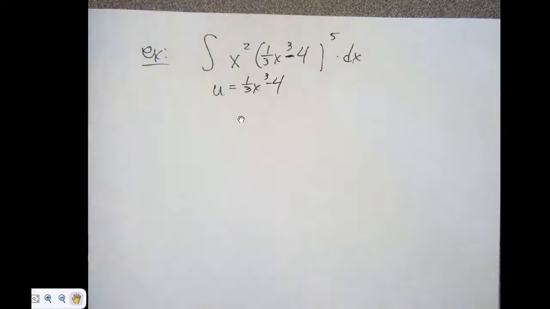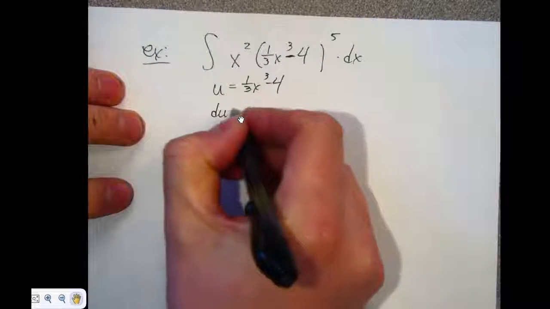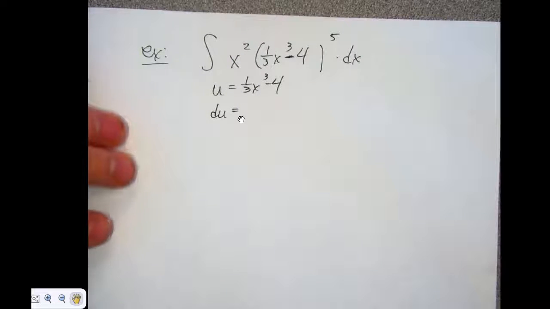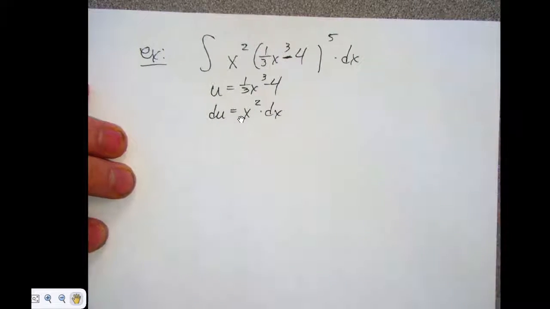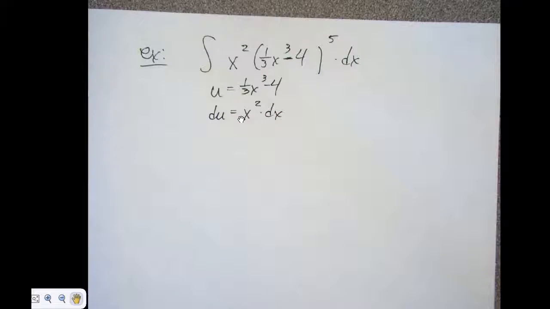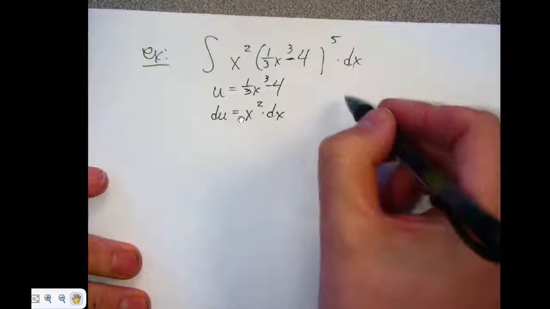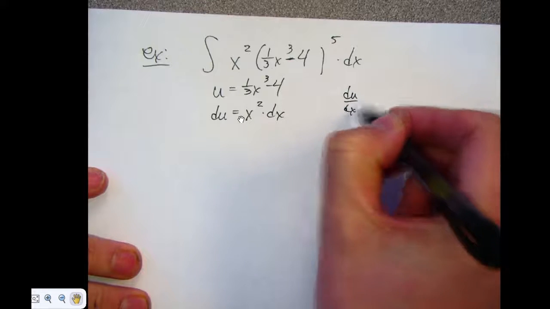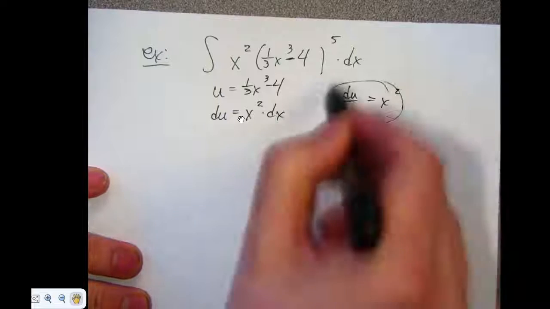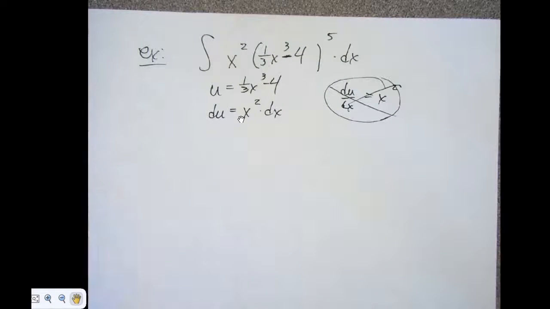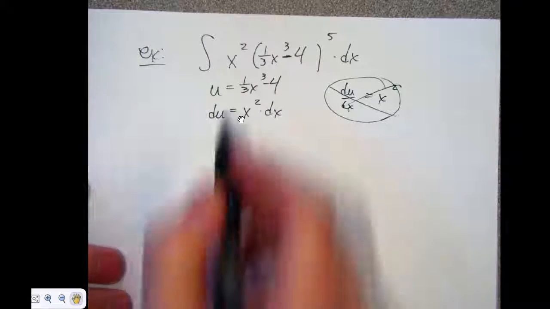And then you take the derivative of that. So what's the derivative of 1/3 x to the third? x squared. And I'm just going to throw a dx in the back. So I did that in 2 steps last time, where I went du over dx equals x squared, and then I multiplied both sides by dx. You don't need that step, but I'd like you to understand why it's happening. So these are your 2 things.